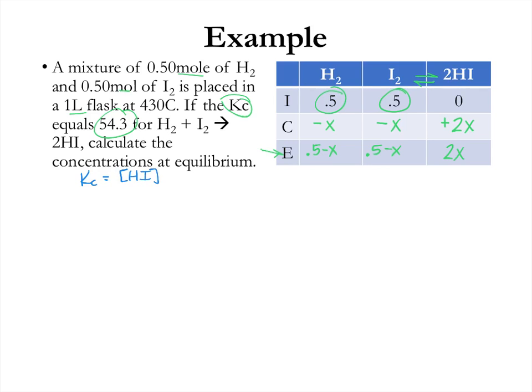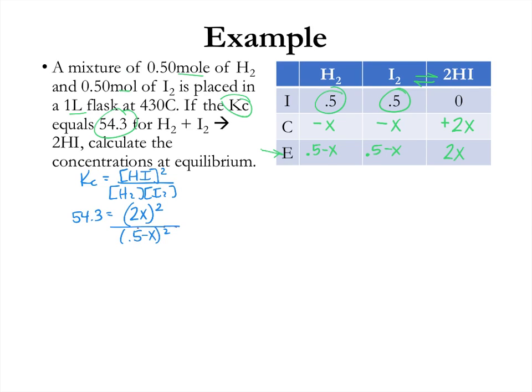So we have products, and we're going to square that, over reactants. So now we're going to substitute our values in. We have 54.3 for the equilibrium constant. We have 2x quantity squared. Be very careful with that. It's 2x quantity squared over 0.5 minus x times the quantity 0.5 minus x. So right there, we can rewrite that as 0.5 minus x quantity squared.